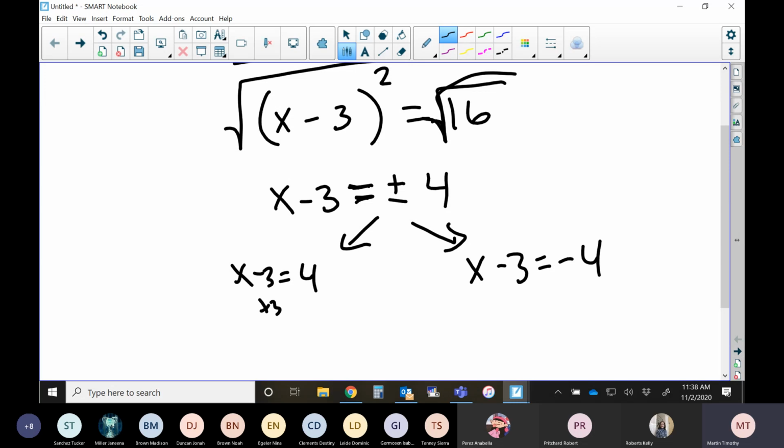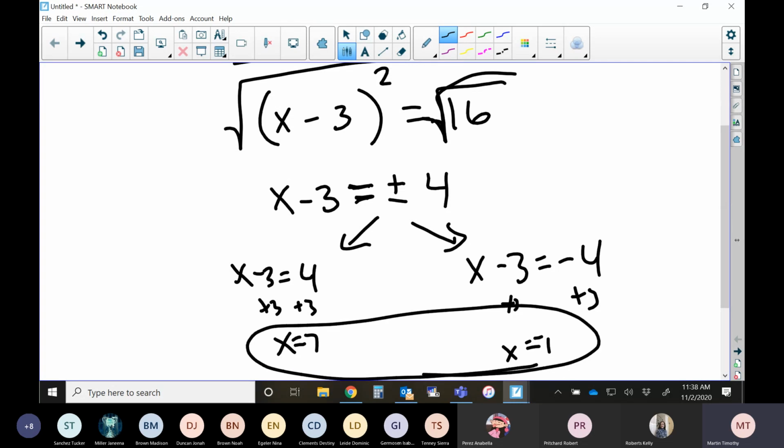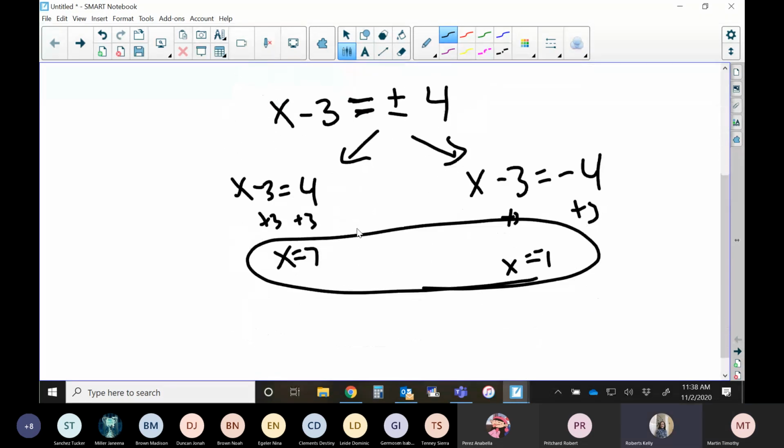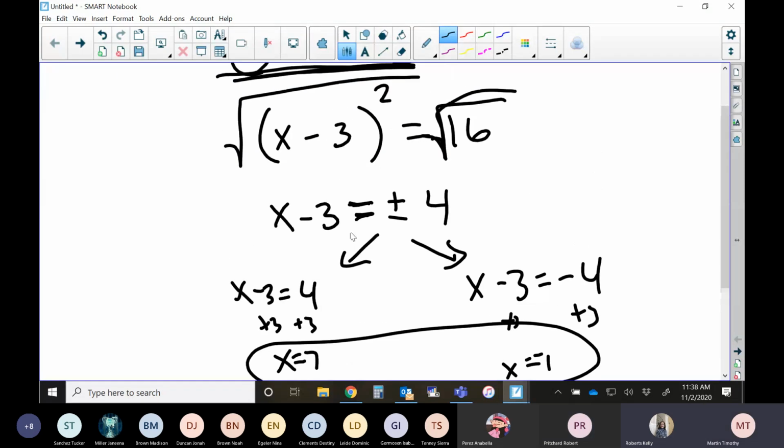And then you add 3 to both sides, and you get x equals 7, just like we did in the previous one. And add 3, you get x equals -1. Those are the same exact answers we got before. Two different ways of attacking that problem, both resulting in the same answer. Does that make sense? Yep. That makes sense.